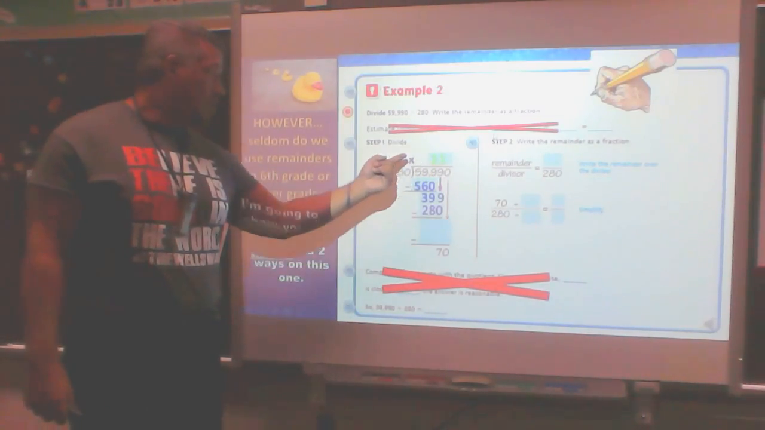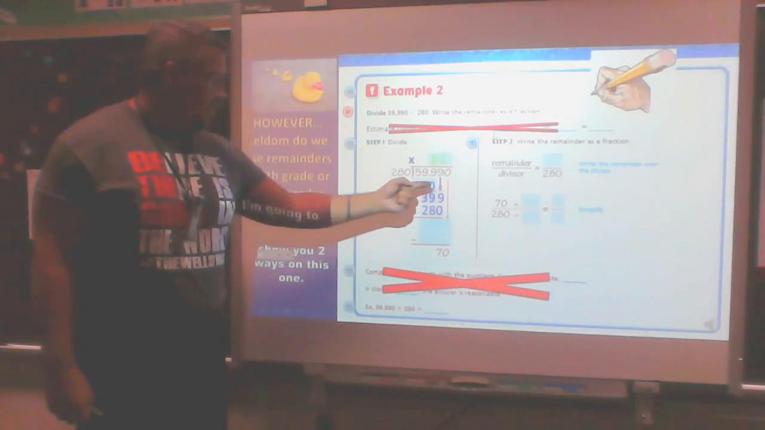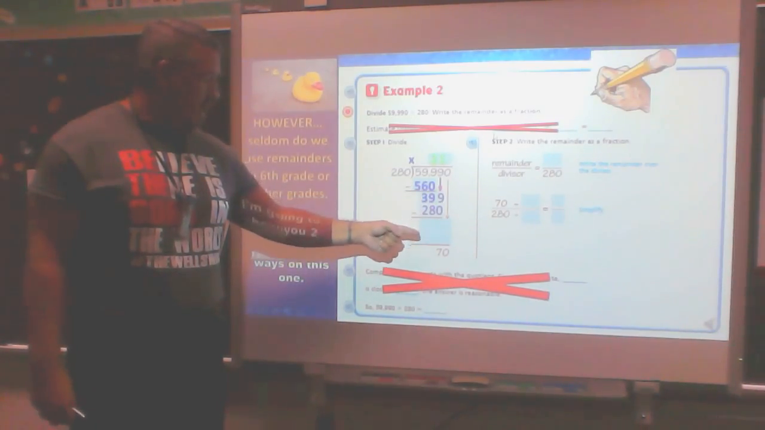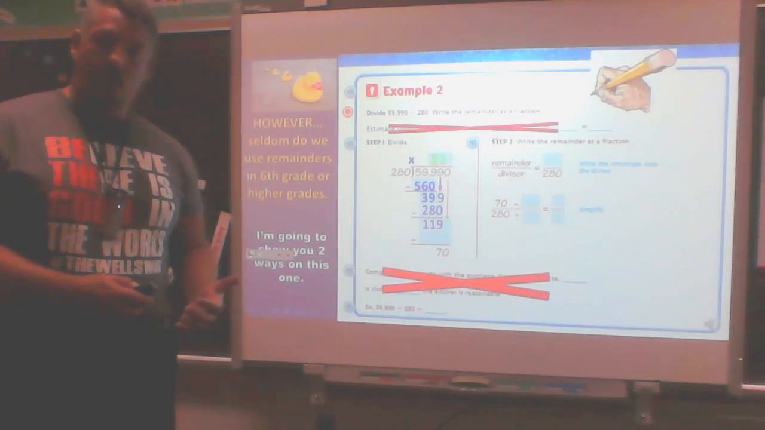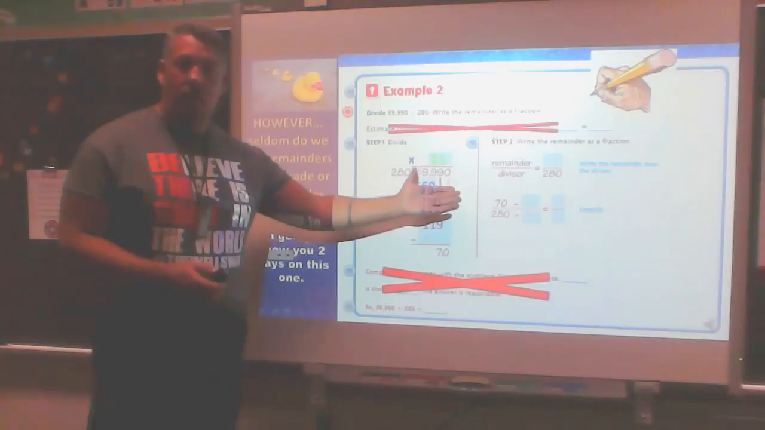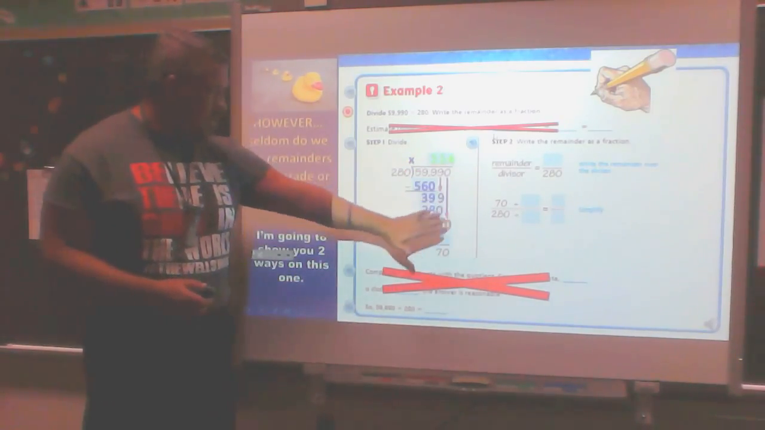That leaves me with 1 times 280, which is just 280, right? So then I can subtract. 9 minus 0 would be 9, 9 minus 8 is 1, and 3 minus 2 is 1. So I end up with 119 as a remainder. But I still have another number I can bring down. So I show my arrow and I bring down that 0. I make sure everything's lined up.